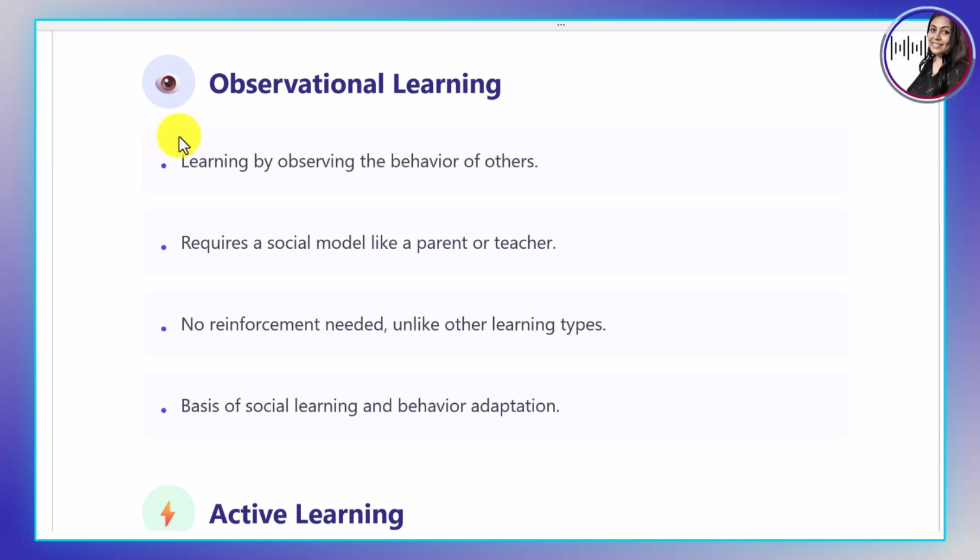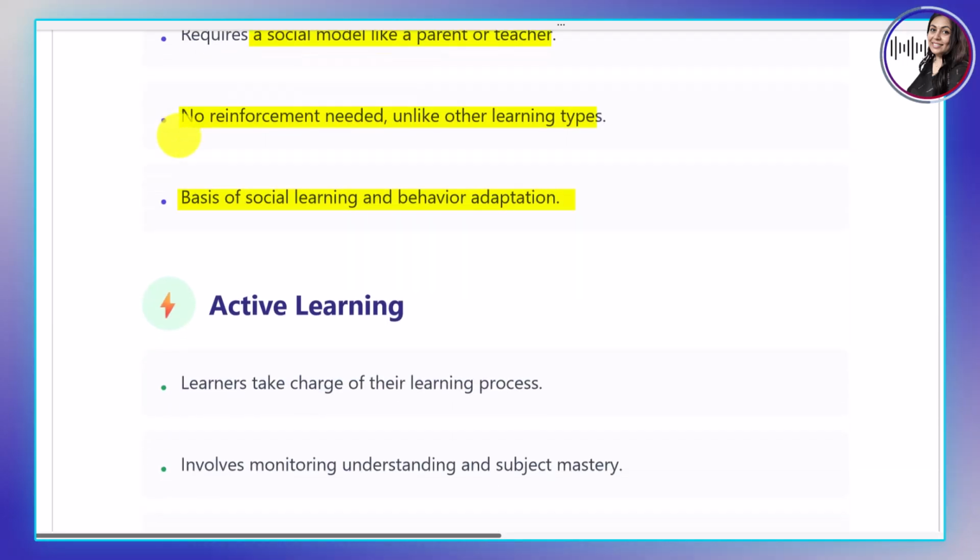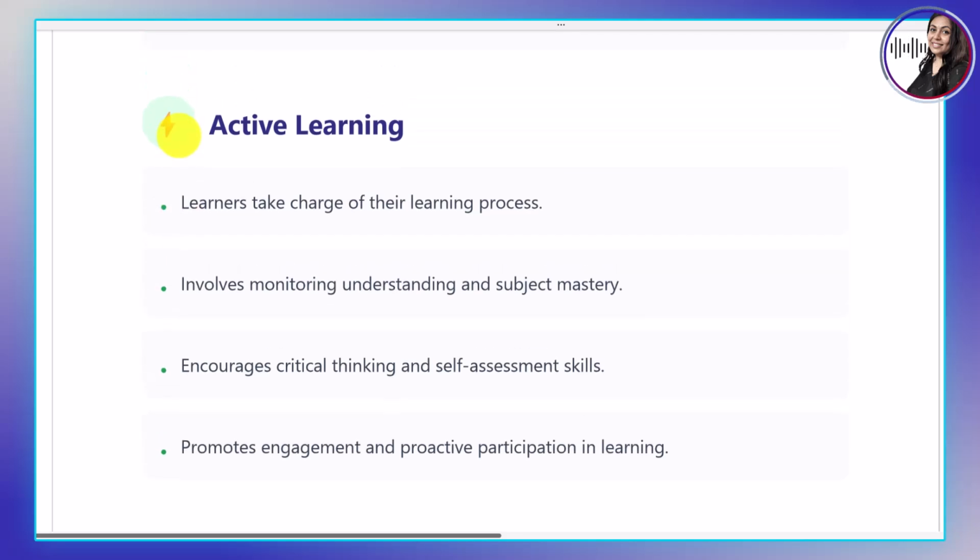We begin with observational learning, which takes place when individuals learn by watching the behavior of others. In this form of learning, a social model such as a parent, teacher, or peer plays a central role. The learner observes actions, attitudes, or responses and later imitates them. Unlike many other forms of learning, observational learning does not require direct reinforcement for learning to occur. It forms the foundation of social learning and helps individuals adapt their behavior within society by observing how others act and respond in similar situations.